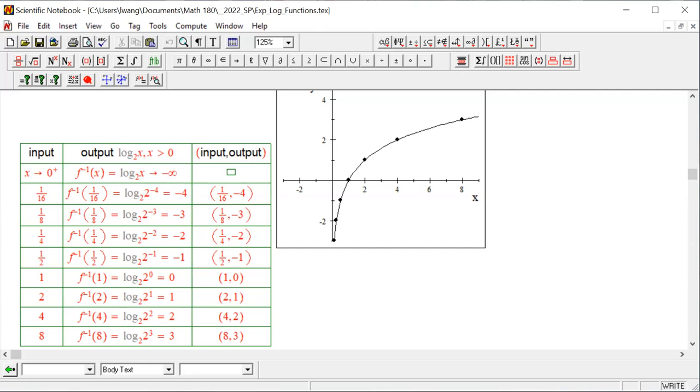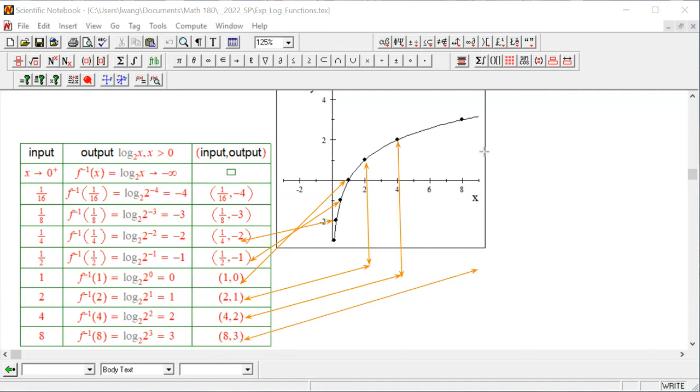So first, let's look at the points correspondence. When the input is a quarter, the output is -2. When the input is half, the output is -1. When the input is 1, the output is 0. When the input is 2, the output is 1. The input is 4, the output is 2. When the input is 8, the output is 3. So we can see their correspondence.